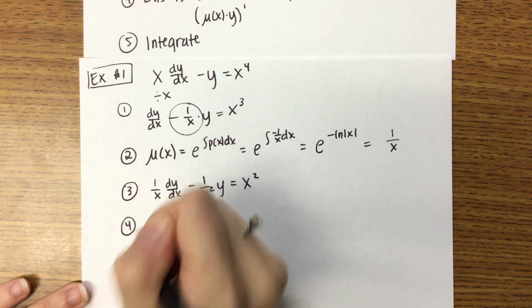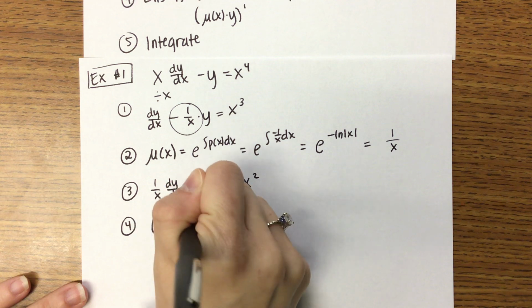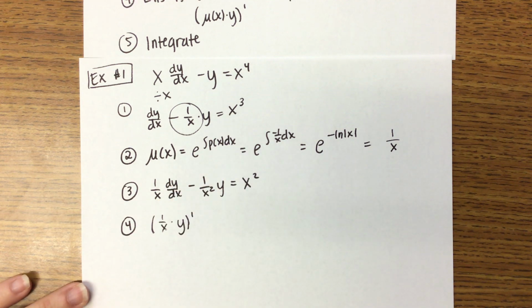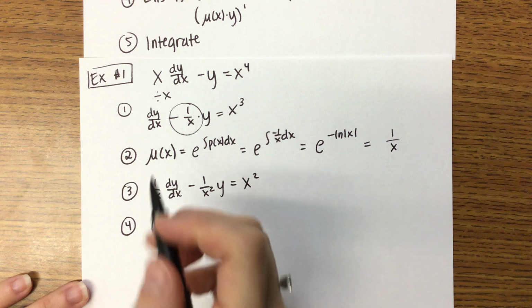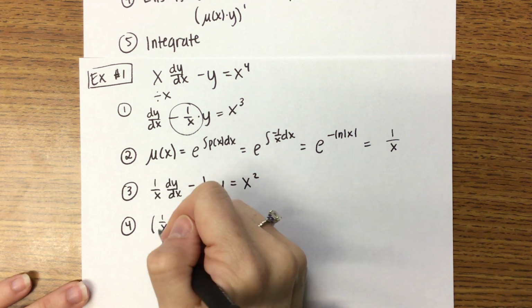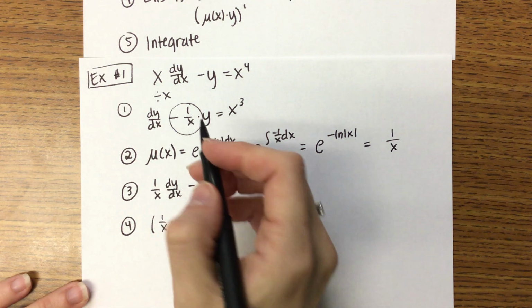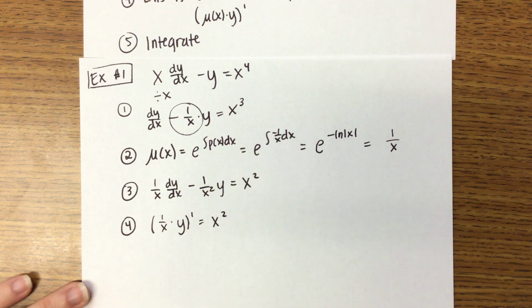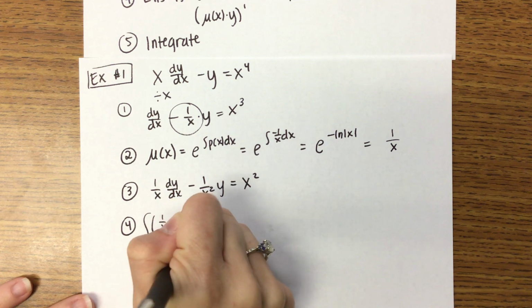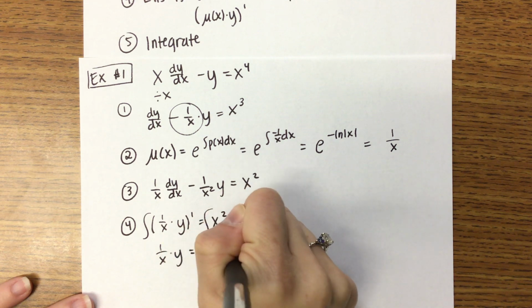The left side should be the derivative of the integrating factor times y. Now, let's verify that. Is that the case? I would get 1 over x dy dx. Derivative of 1 over x is negative 1 over x squared times y. So that works. So then what you're going to do is integrate on both sides. Left side, you're just left with 1 over x times y. Right side, you're left with 1/3 x cubed plus c.